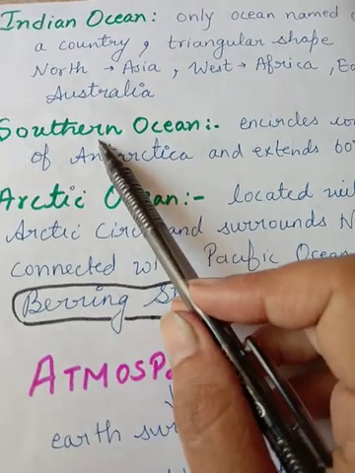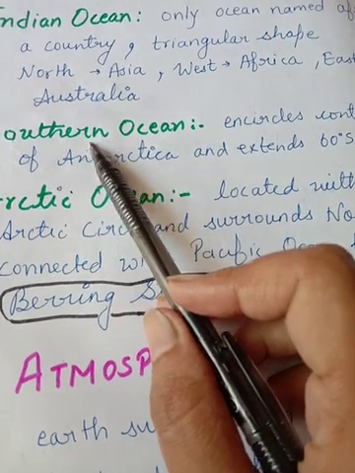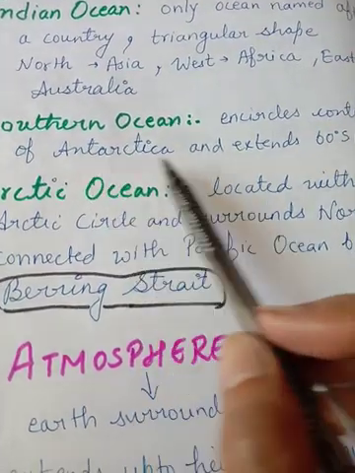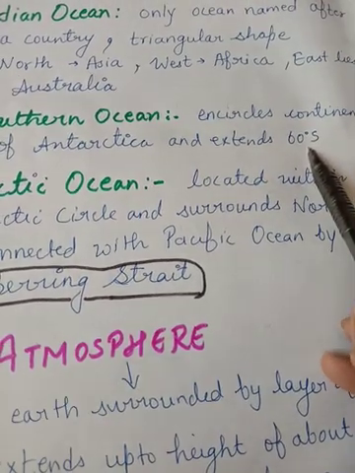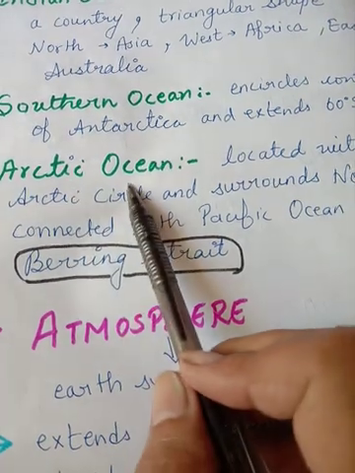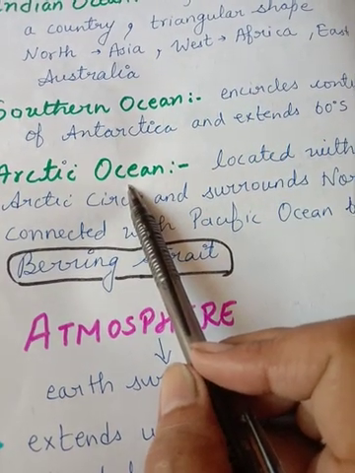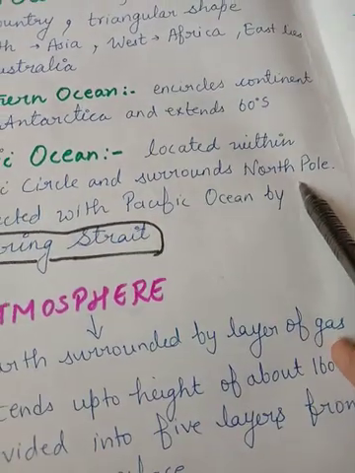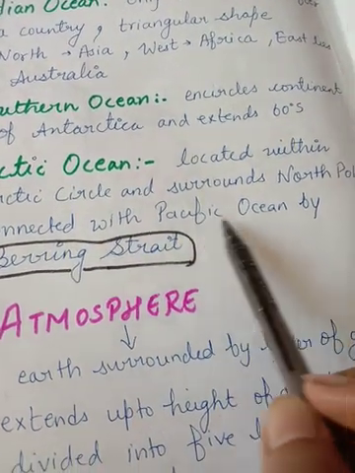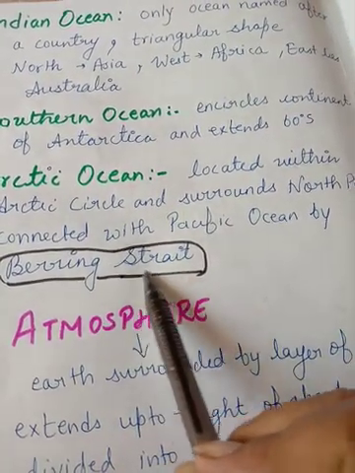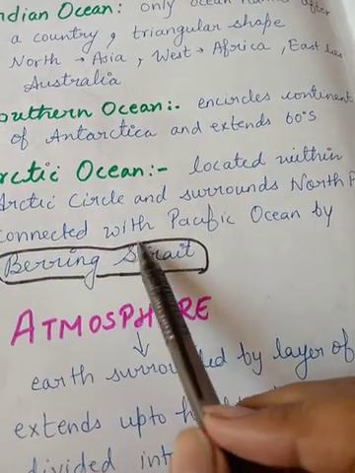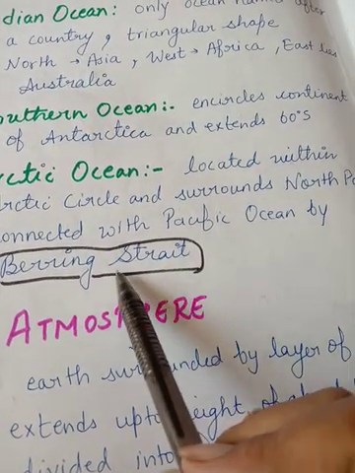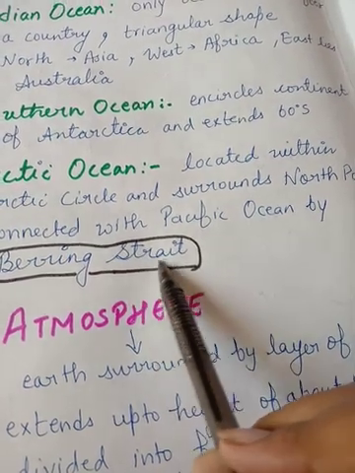So next one is the Southern Ocean. The Southern Ocean will be in the southern hemisphere. It encircles the continent of Antarctica and extends to 60 degrees south. Now the next one is the Arctic Ocean. The Arctic Circle is in the northern hemisphere. So it is located within the Arctic Circle and it surrounds the North Pole. It is connected with the Pacific Ocean by the Bering Strait. I have already explained this in the previous lecture. Again I am going to tell you, it is a narrow passage of water that connects two large water bodies like the seas and the oceans.